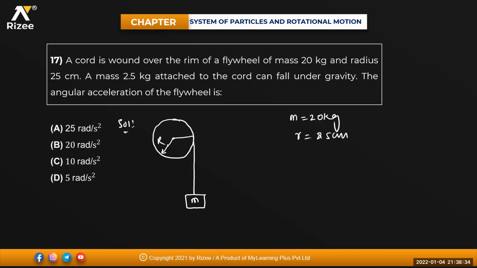So this one will be capital M at that time, and small m will be equal to 2.5 kg. So it is falling under gravity. The question asks for the angular acceleration of the flywheel. It is fixed somewhere here, at the center it has been fixed. Option C, 10 radians.